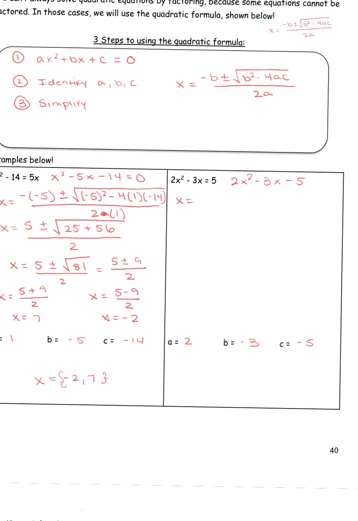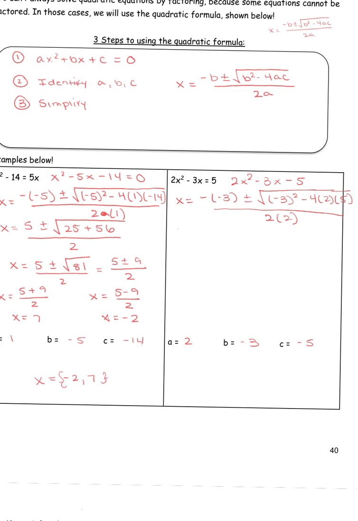So we have x is equal to negative b. Again, our b is negative as well, so we have to keep that negative 3, plus or minus the square root of b squared, so it's negative 3 squared minus 4 times 2 times 5. Sorry, I ran out of space a little bit. And then, of course, it's all going to be divided by 2 times 2, because our a is 2 in this situation.